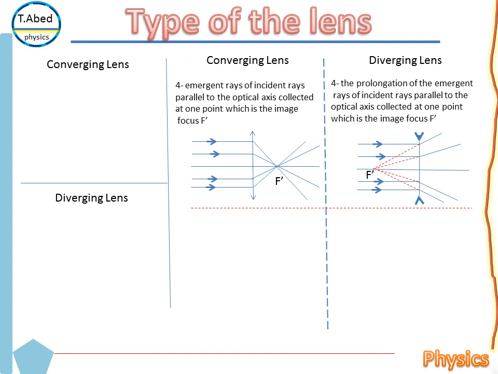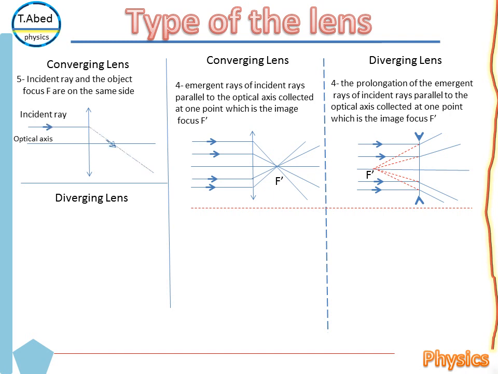عندنا 5 طريقة in case of converging lens the incident ray and the object focus f are on the same side. رح ناخد example. إذا عندي أنا converging lens وعندي هون incident ray, the transmitted ray or the emergent ray لازم يكون incident ray or the source of light بالsame side with f the object focus.